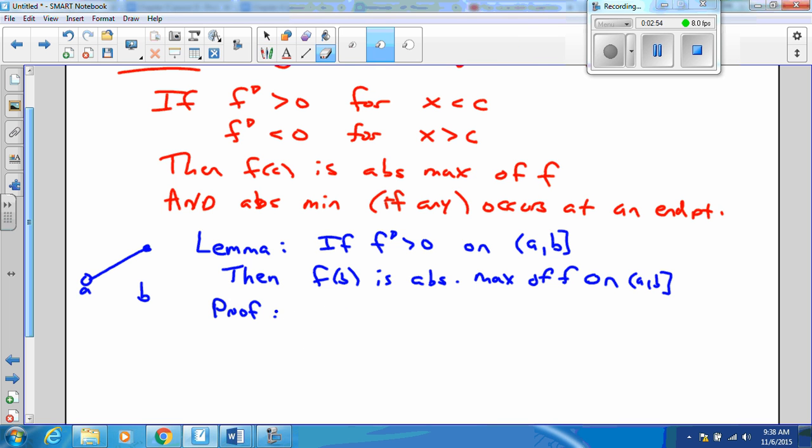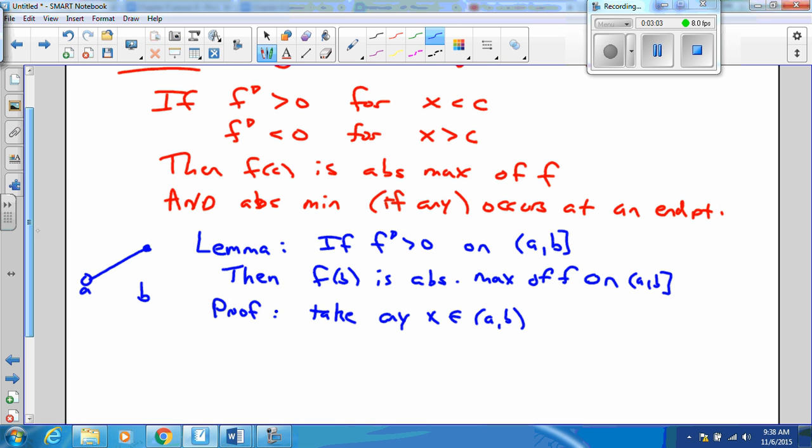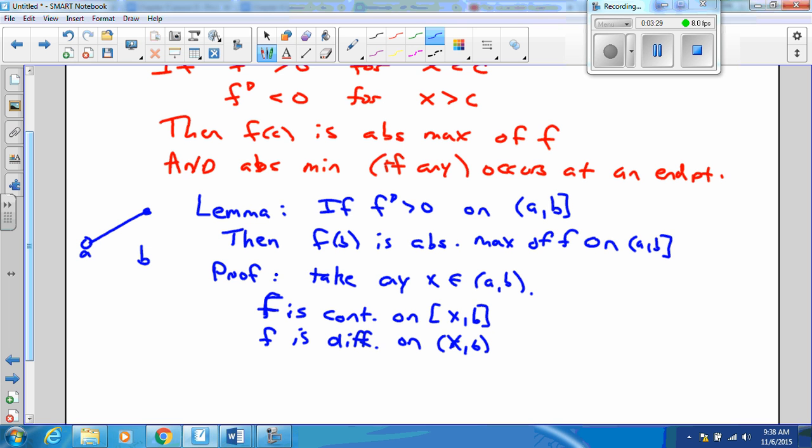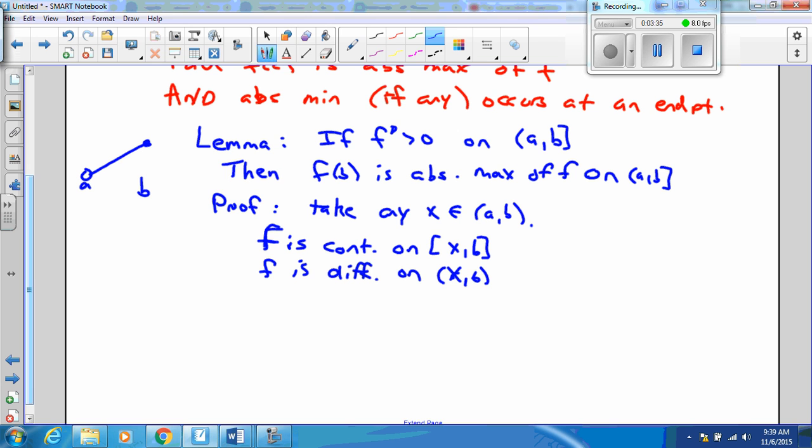Take any x in the open interval a to b, and f is continuous on x to b because it is differentiable on that interval. And therefore, what can I conclude from these two facts?